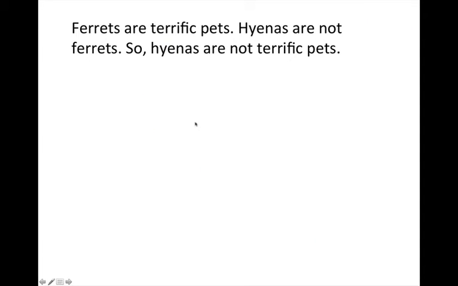Next, ferrets are terrific pets, hyenas are not ferrets, so hyenas are not terrific pets. Let's go back. White's not the best idea since our screen is white. Let's use red. All right, the conclusion: hyenas are not terrific pets. How many hyenas? Well, the implicit quantifier is all, right? So we get all hyenas are not terrific pets. And what do we know about the phrase all are not? That's actually a universal negative. No hyenas are terrific pets.